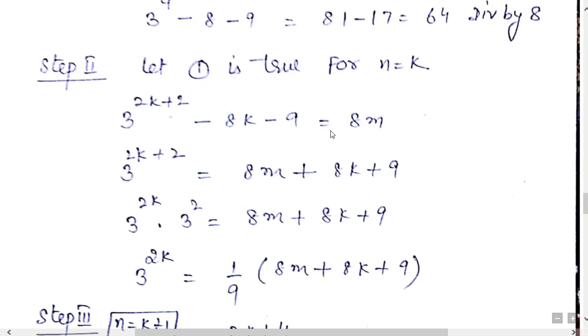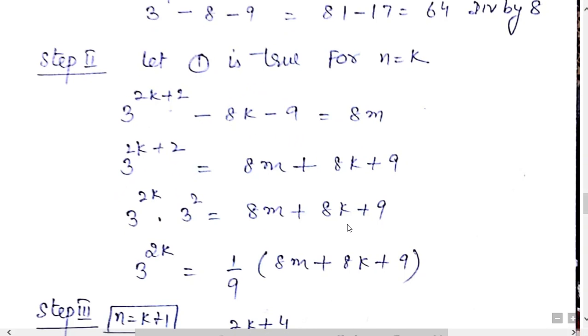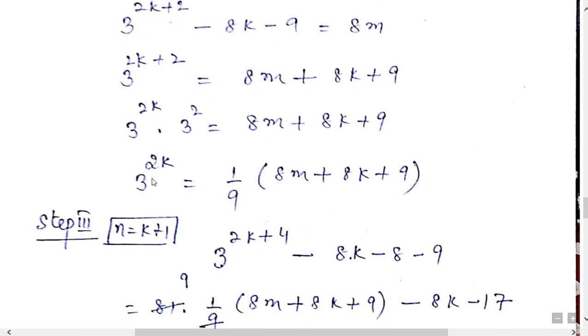Now again, try to find some value. Let it be 3 raised to power 2k. Add these terms on the right hand side, then divide by 9. It means 3 raised to power 2k can be written as 1 over 9, and inside the bracket 8m plus 8k plus 9.